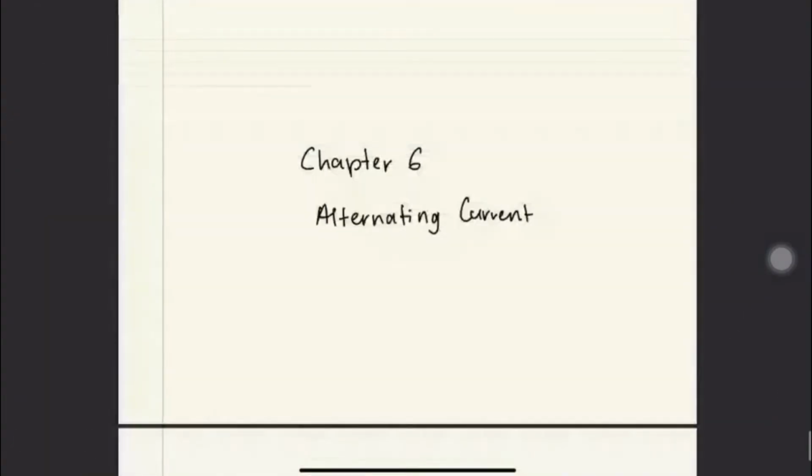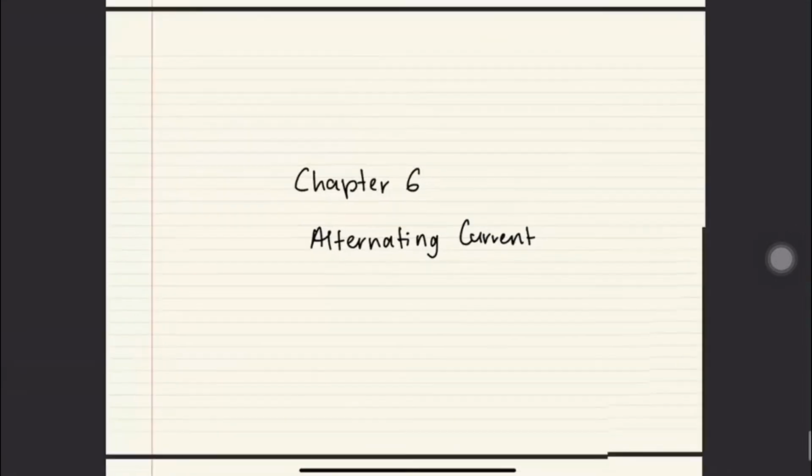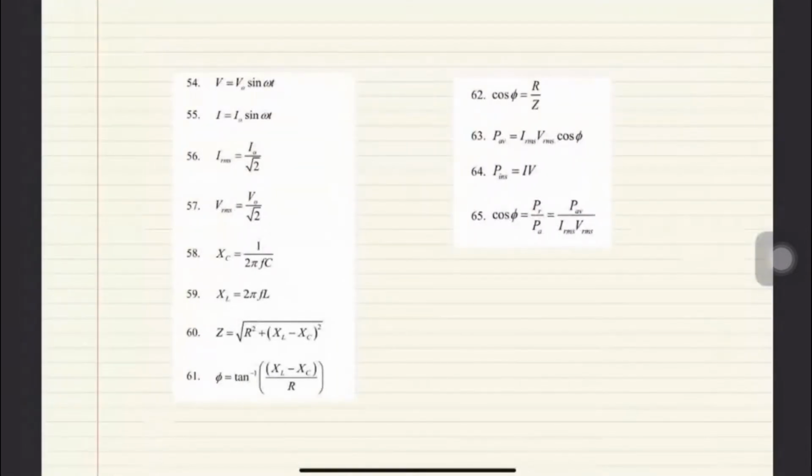Okay, so today we continue with some revision for chapter 6, which is about alternating current. By now, I hope you guys dah cuba lah buat those questions. First of all, macam biasa, I want to go through the formula. These are the formula for chapter 6, from equation 54 up until equation 65.